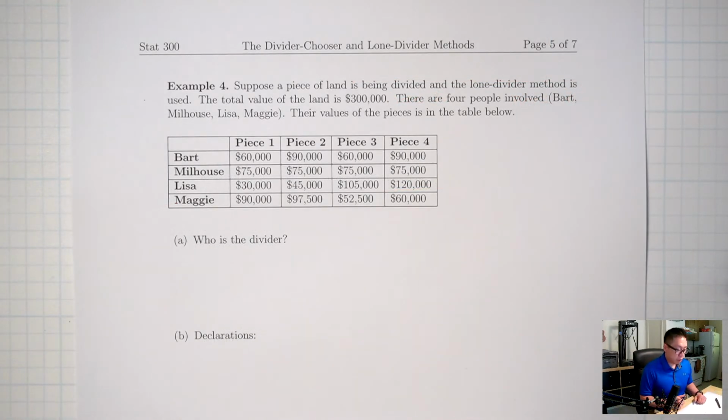Example 4. Situation we have here is we have 4 people, Bart, Milhouse, Lisa, Maggie, who are sharing this piece of land. The way the lone divider works is one person is going to divide. So one person is going to cut up this land into 4 pieces. Once we have the 4 pieces, each person is going to look at each piece and decide on how much each piece is worth to them. And that's what this table shows.